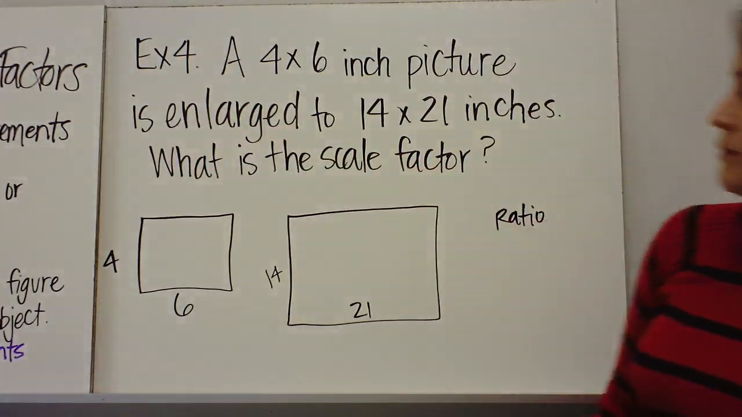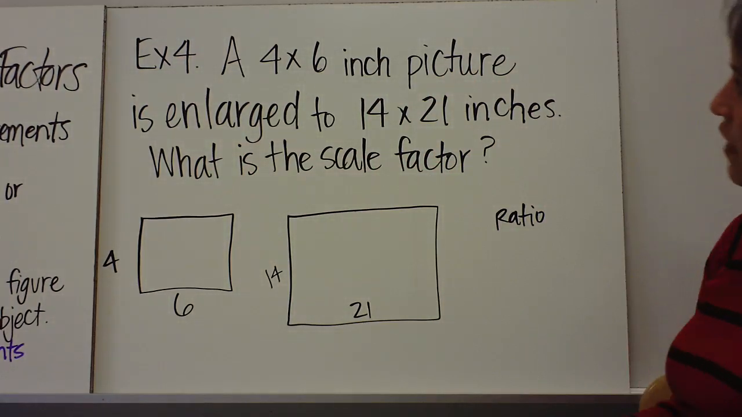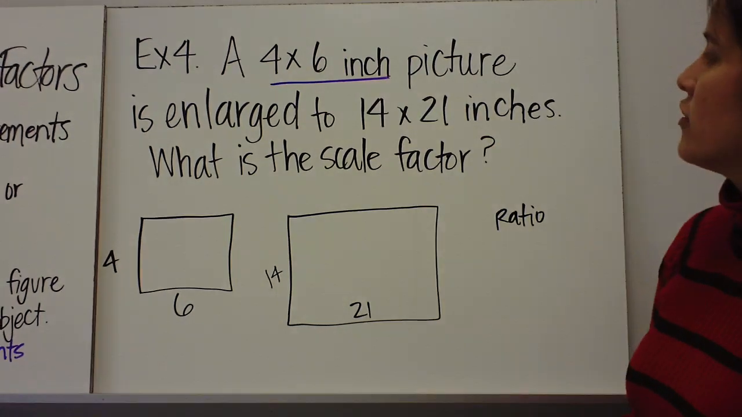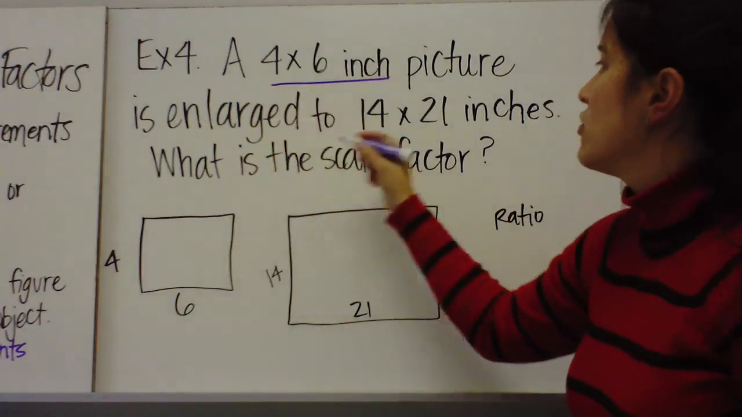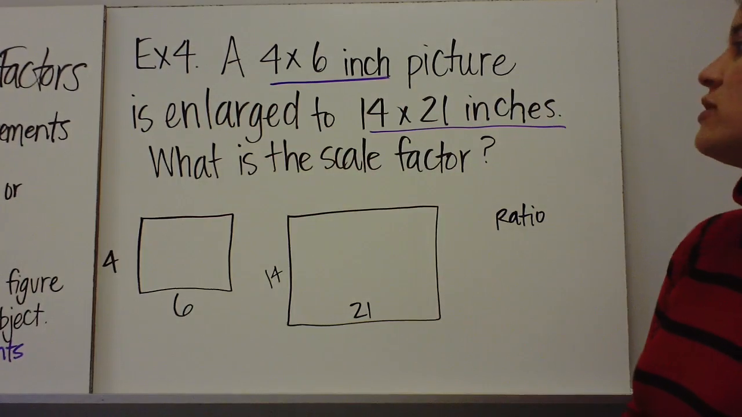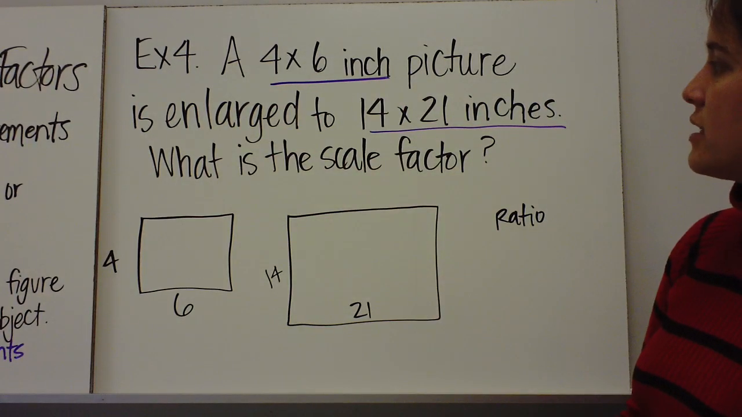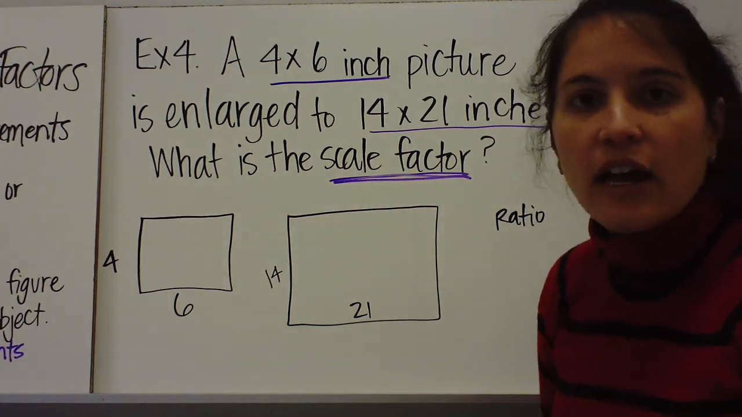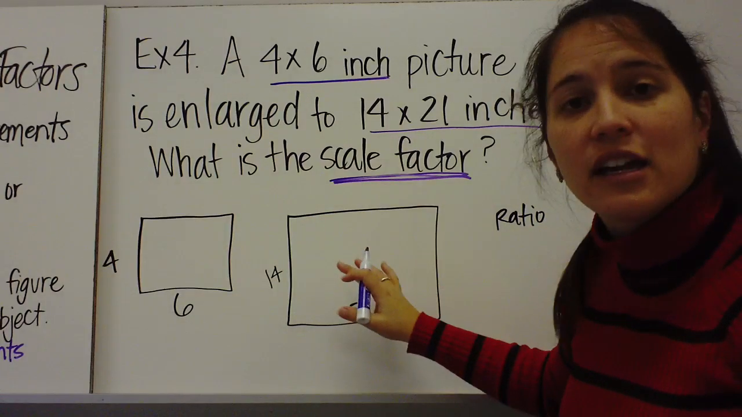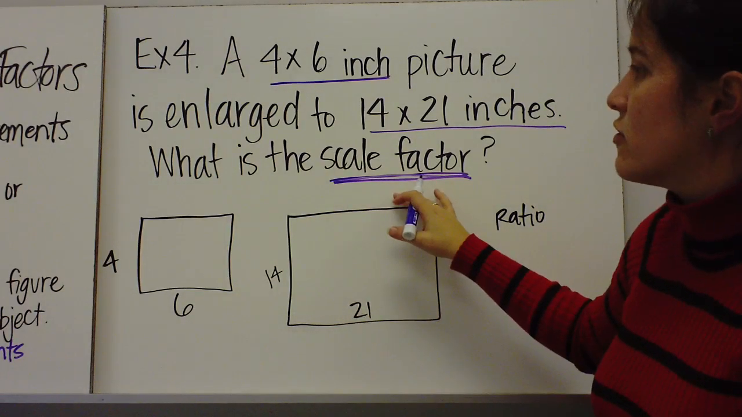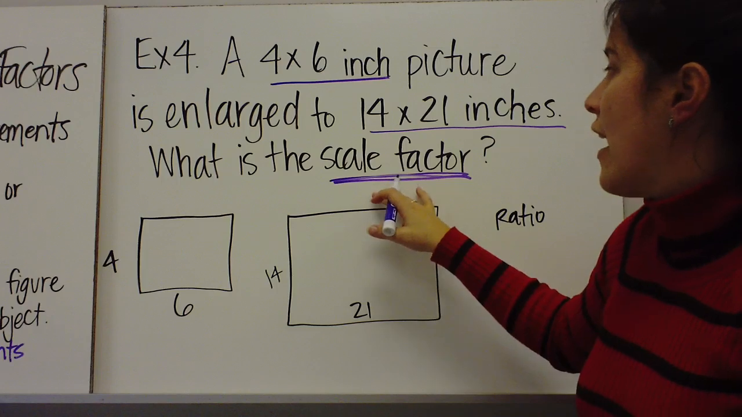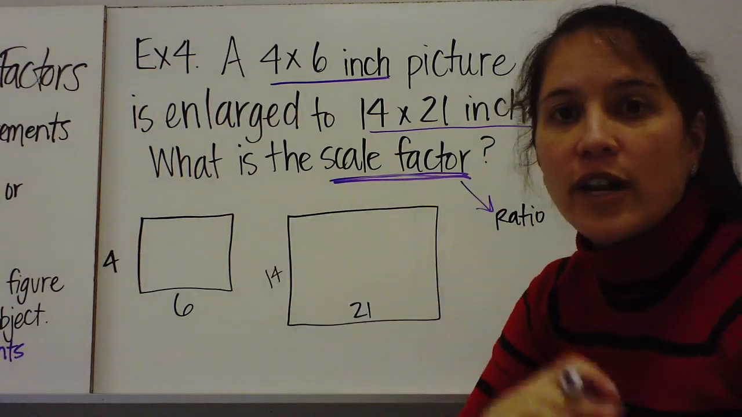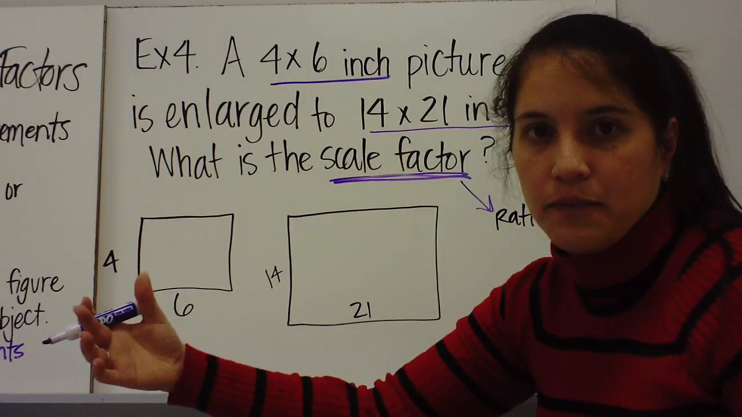All right, so example 4. A 4 by 6 inch picture is enlarged to a 14 by 21 inches. What is the scale factor? So this one, I've given you the small to the big, and we want to know the scale factor. So if you go back and you look at your definition, we're looking for the ratio. What is the ratio? How much did we increase it?